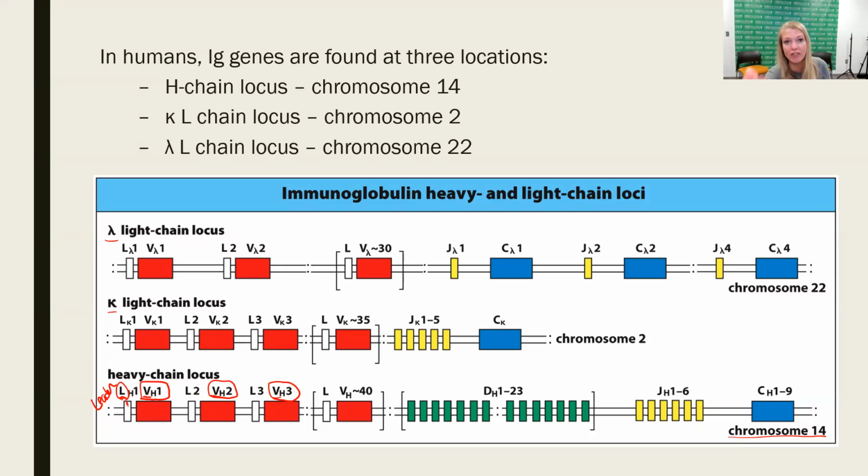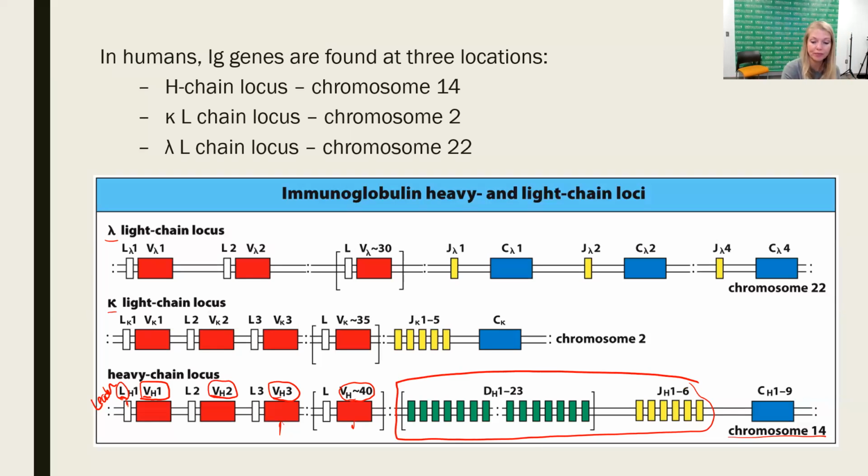So there's a lot of different options for that variable heavy segment that can be used. Maybe this one is used, maybe this one is used. Then when we look at that, that's just the variable portion. Then there's also going to be two other portions, the diversity and the joining, that are part of that whole variable region of the heavy chain, this big.